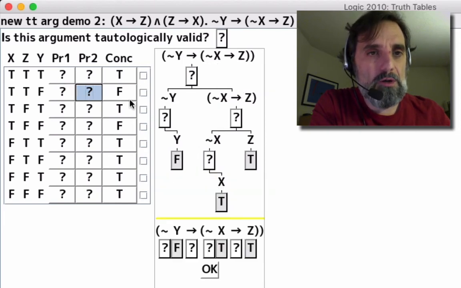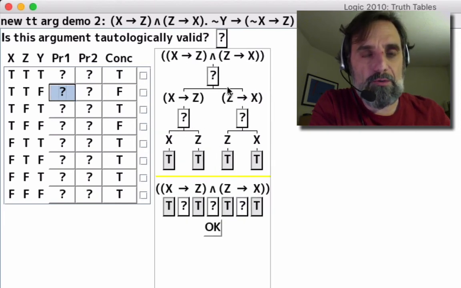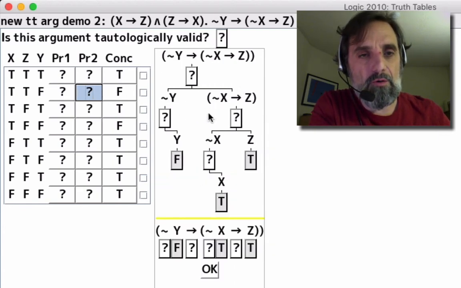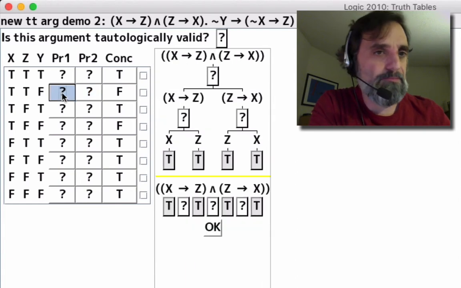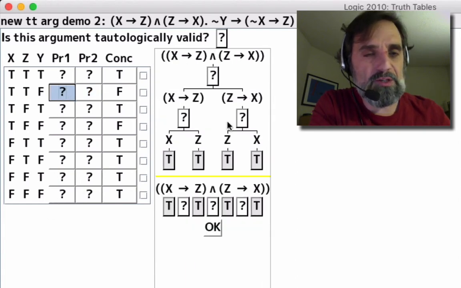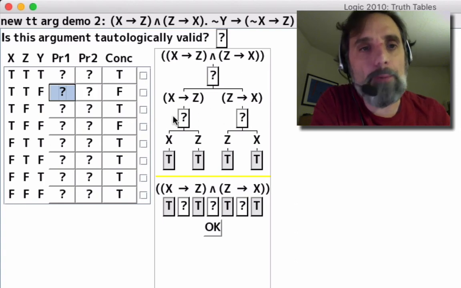This row, so here we just go 1, 2, 3. There are 3 boxes there. Here we have 1, 2, 3, 4. So this is a bigger tree. So let's try this one first. Let's do this premise 1 row first because it looks like the tree is smaller.